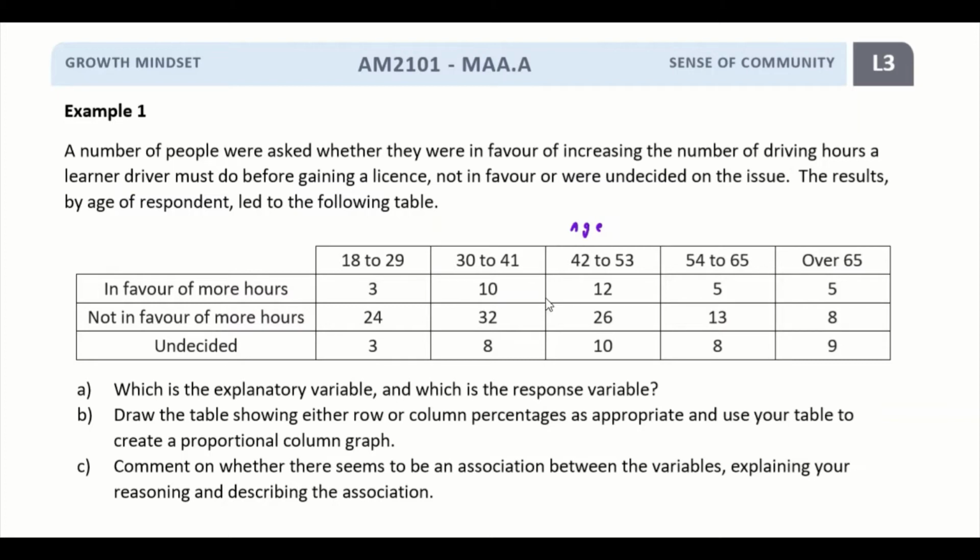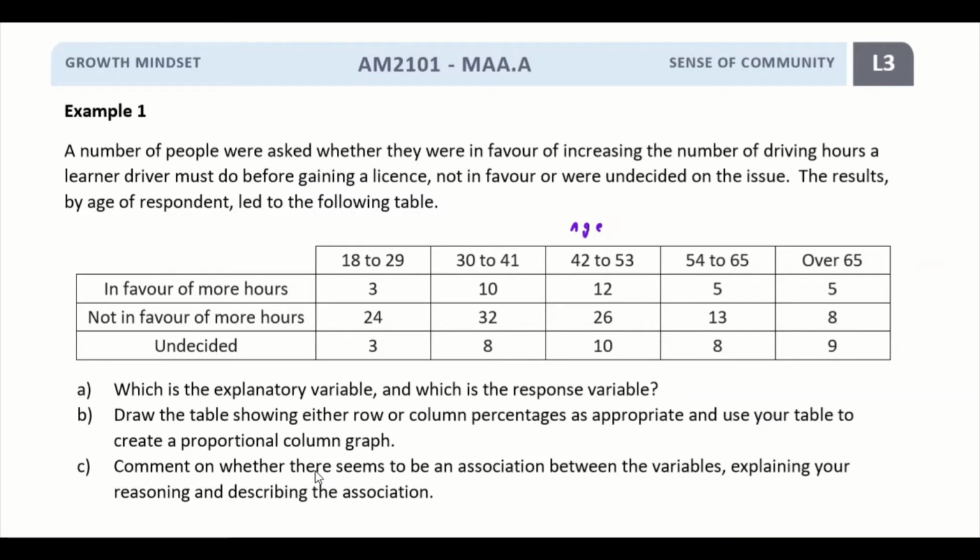So, let's try to look at the question. Which is the explanatory variable and which is the response variable? Then you need to draw the table, showing the row percentage and or column percentage. So you need to decide it by yourself. Then after that, use your table to create the graph. Then we also need to comment whether there's an association or not, then try to describe it. All right, so that's the whole idea for this question.